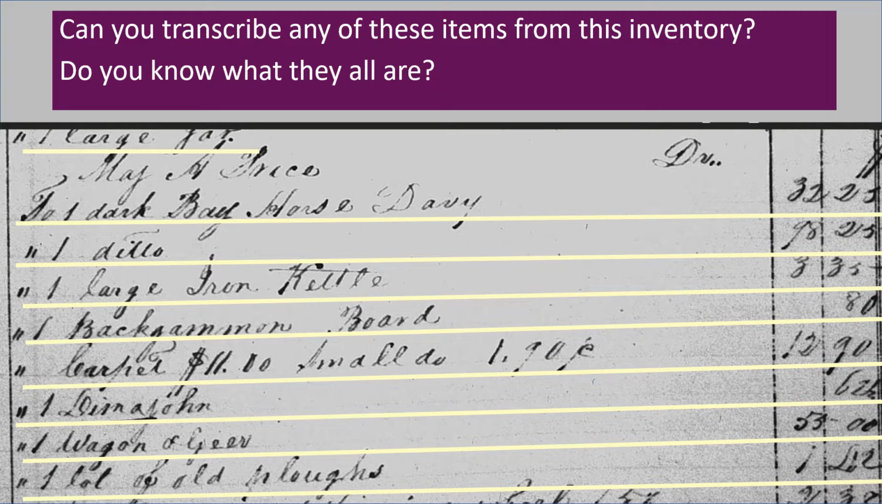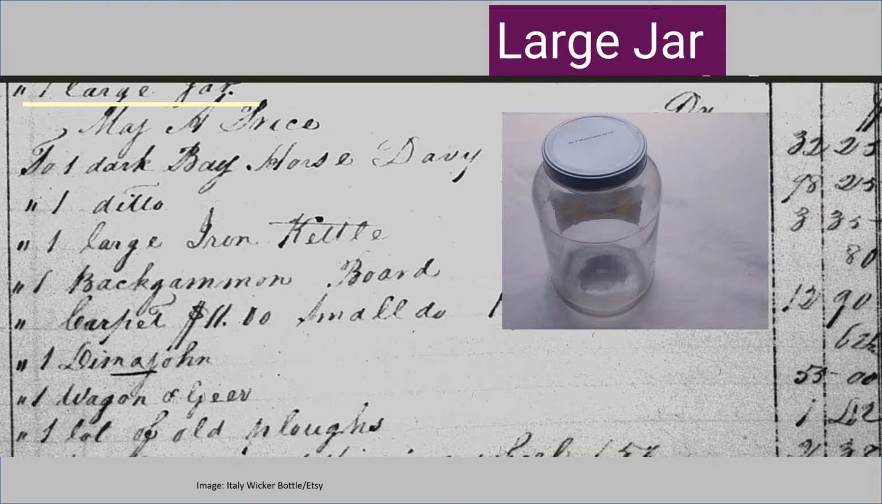Here is a snippet of an inventory. See if you can transcribe any of these items from this inventory. If you can get past the reading part, then the question is, do you know what they are? A large jar.